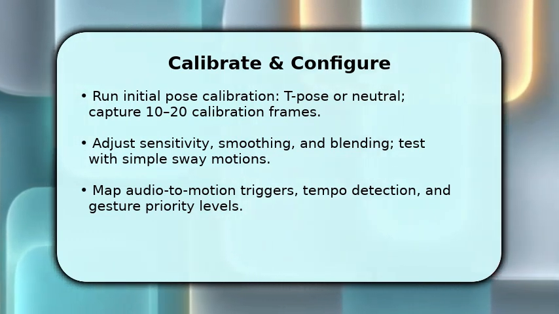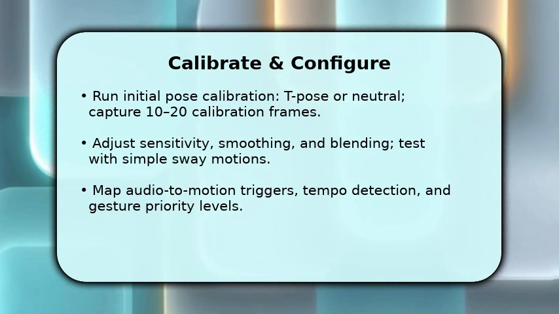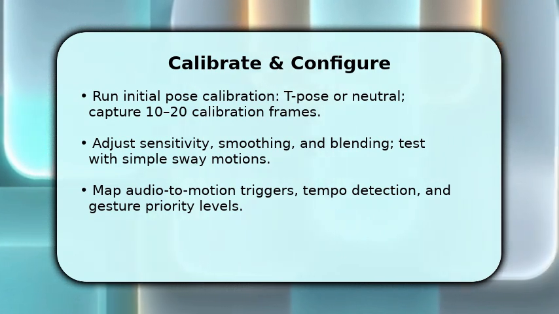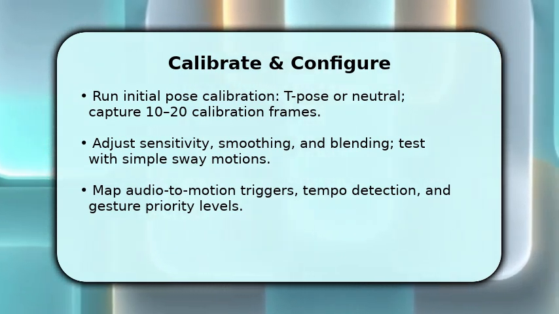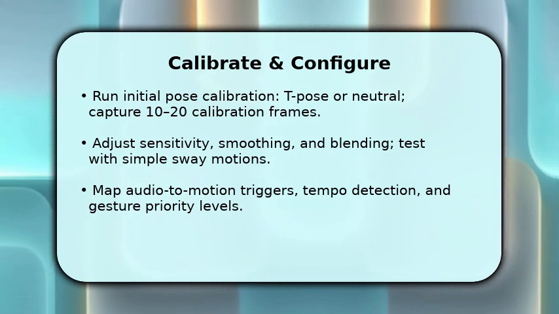Test small, deliberate sways while watching key points. If motion lags, lower smoothing or increase frame rate. Finally, link audio beats to tempo detection so sways align with music.